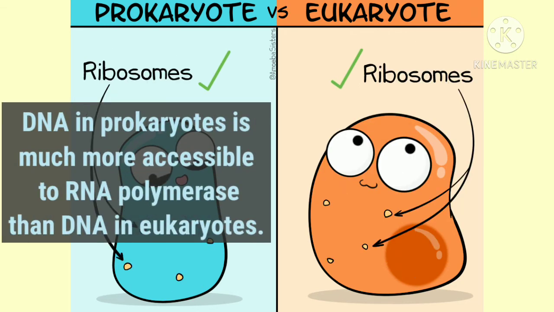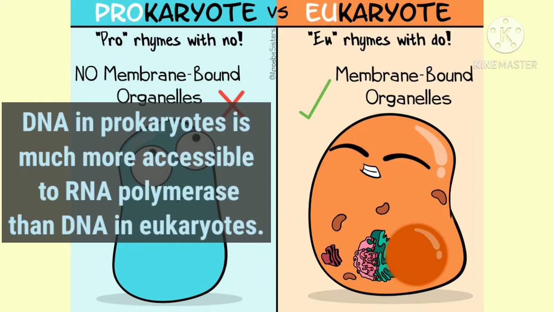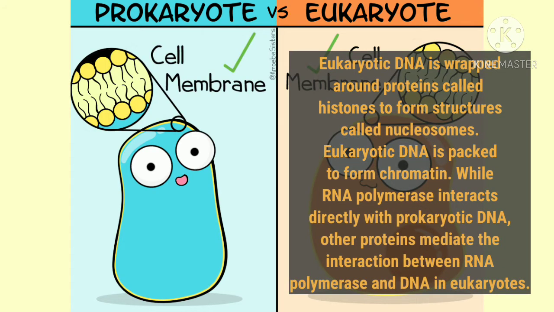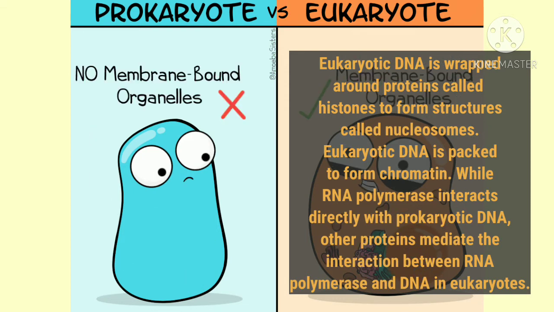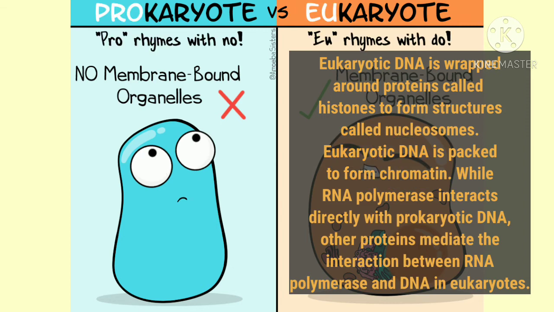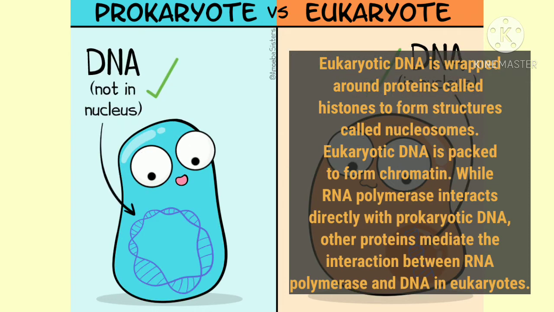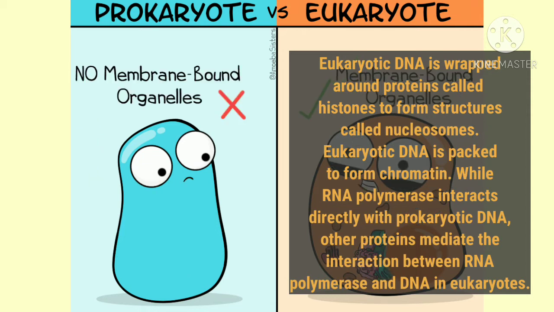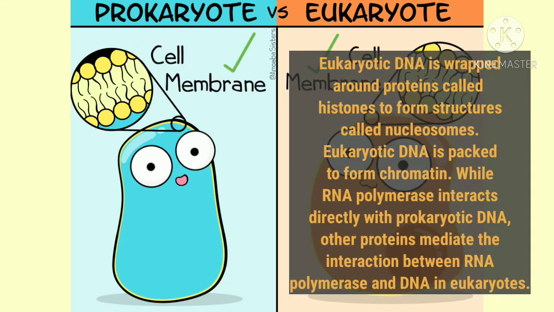DNA in prokaryotes is much more accessible to RNA polymerase than DNA in eukaryotes. Eukaryotic DNA is wrapped around proteins called histones to form structures called nucleosomes. Eukaryotic DNA is packed to form chromatin, while RNA polymerase interacts directly with prokaryotic DNA. Other proteins mediate the interaction between RNA polymerase and DNA in eukaryotes.